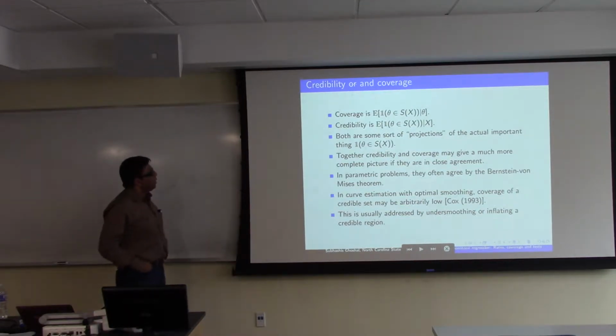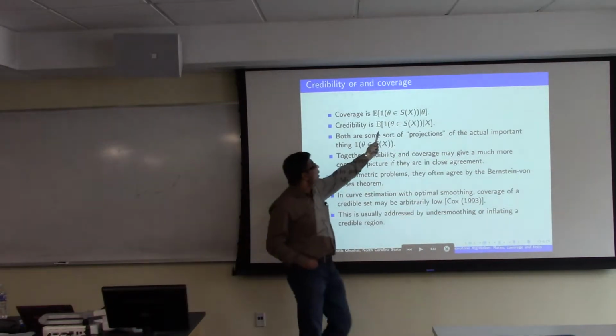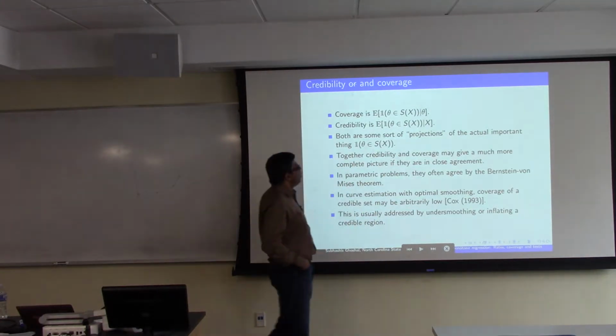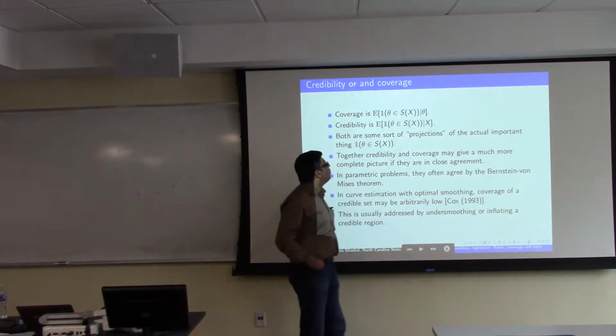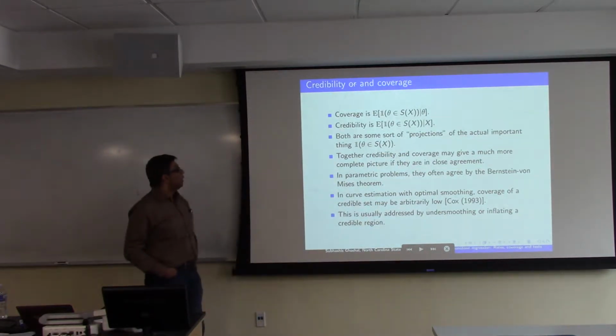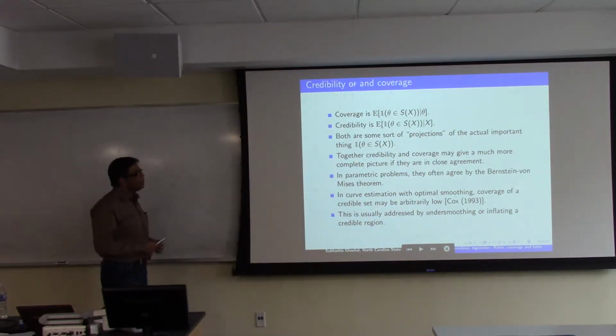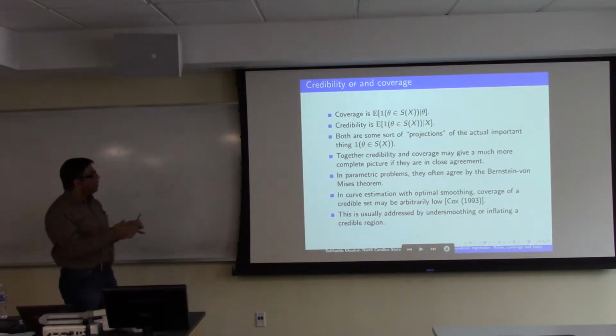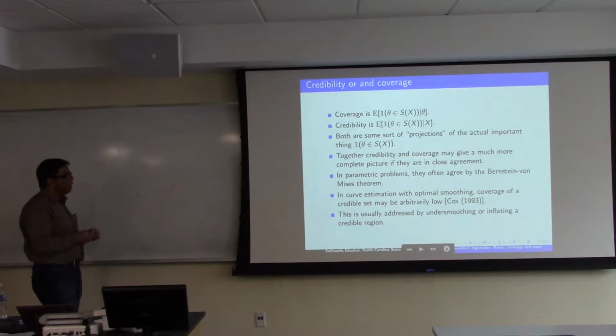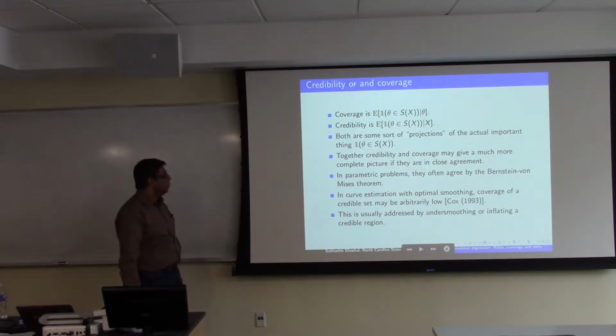On the other hand, Bayesian credibility is the same thing, expectation, but given the observation, not given theta. So here theta is random, here x is random. So it's completely different things. They are both some kind of projections of this indicator, which really matters. They give some kind of half information about the indicator, and so they need not be close.